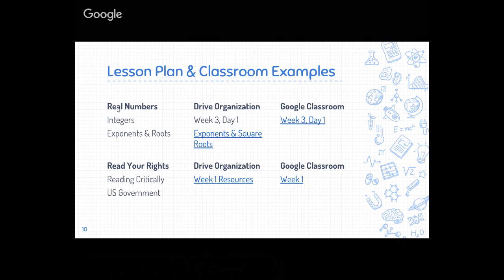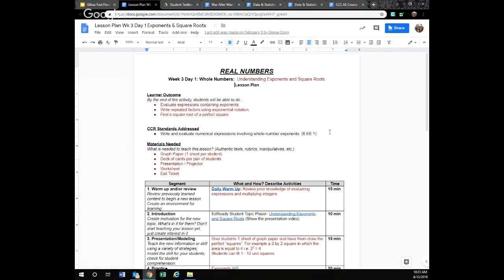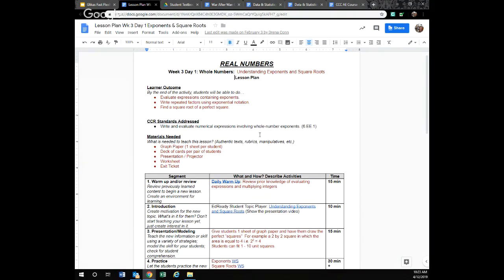On the math lesson, we're looking at real numbers. This was a lesson for exponents and square roots. And so this lesson plan is stored digitally. This teacher makes really, really detailed, really nice to follow, easy lesson plans. She's probably one of my favorite teachers to sub for because it's very easy to come in here and follow along.